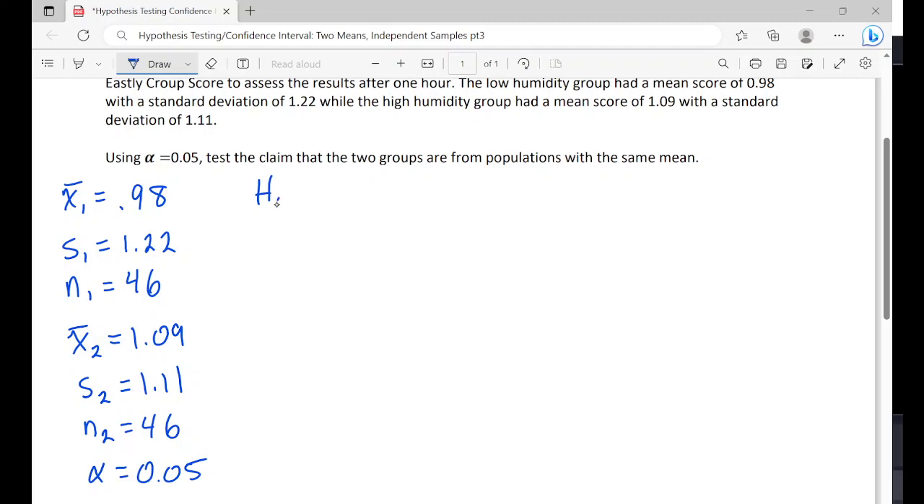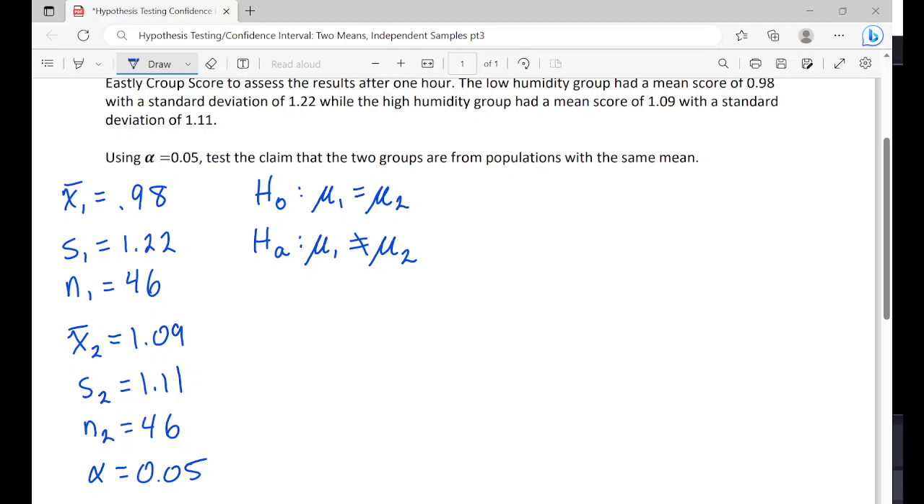So we have our null hypothesis and our alternative hypothesis. We know we're dealing with means, mu. The null hypothesis should be mu1 equals mu2, because equality for the null is the standard. Now for the alternative, we go back to the claim. The claim is that the two groups are from populations with the same mean. So nothing about greater than or less than, which means the only thing we have left to use is not equal to. And that is the alternative hypothesis.